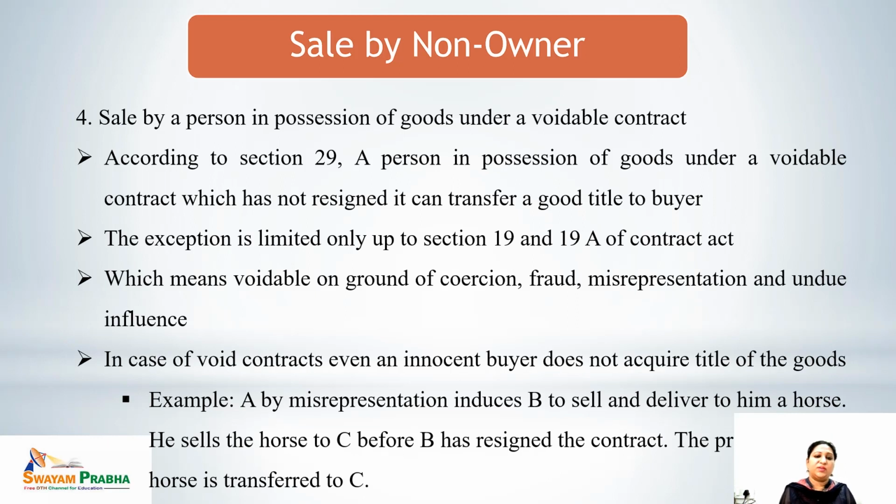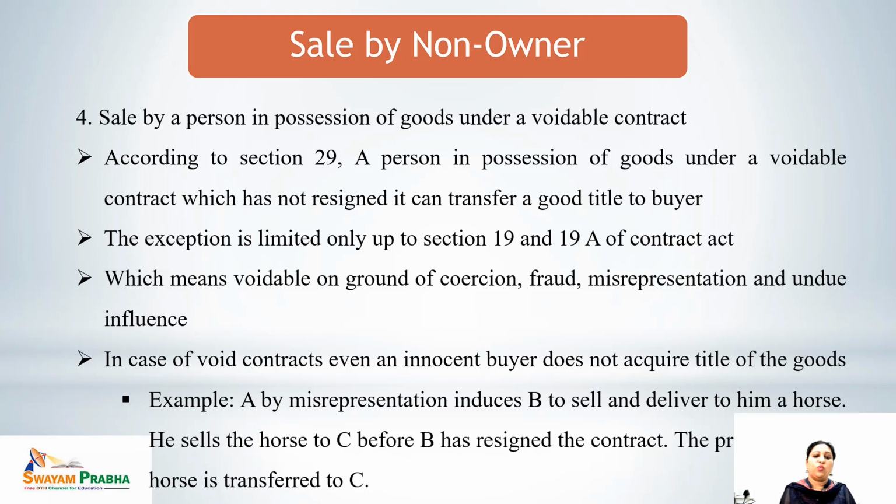Next, sale by a person in possession of goods under a voidable contract. Section 29 says that if a person is in possession of goods under a voidable contract which has not been rescinded, he can transfer a good title to the buyer. Under a voidable contract, a party always has the choice to rescind the contract. But if he has not rescinded it, and he performs the contract, it would be a valid contract, and in case of sale it would be treated as a valid sale.